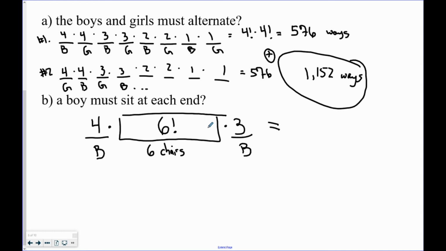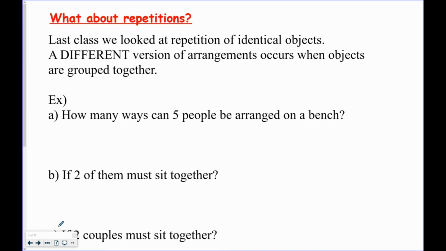So it's just 4 times 3 times 6 factorial, which is 720 times 12, because that's what 6 factorial is, and that's what 4 times 3 is. So you get 8,640 ways. Ain't that nice? All right, we're just about done here.